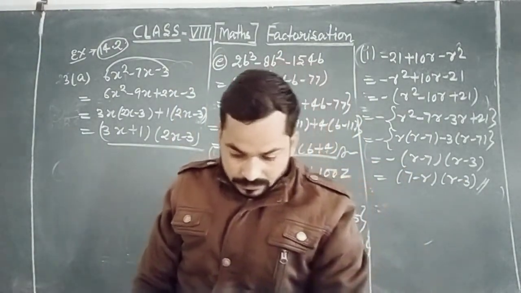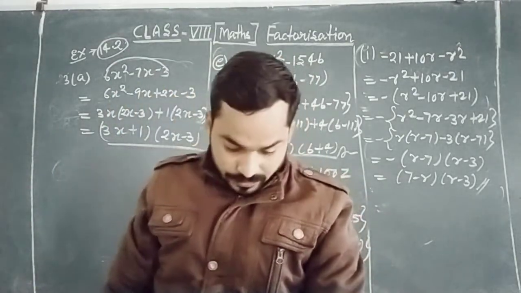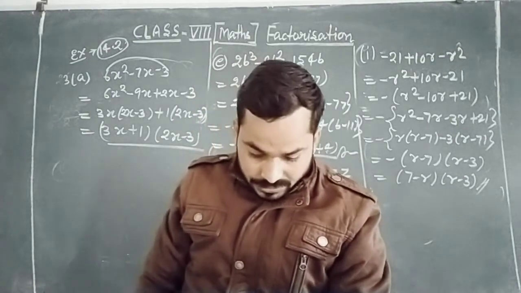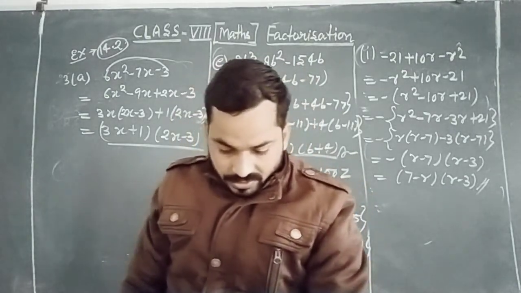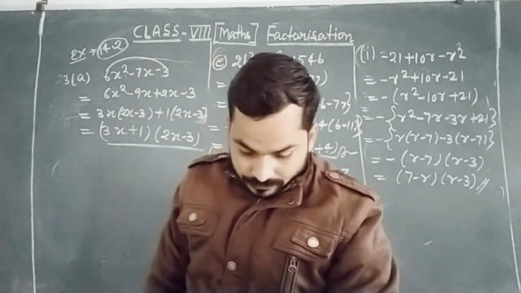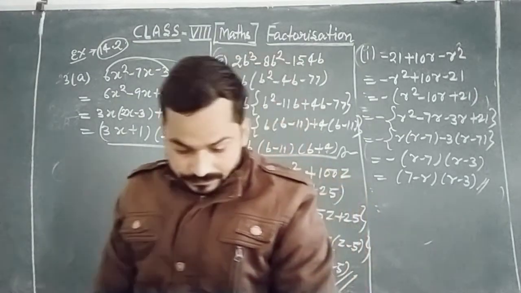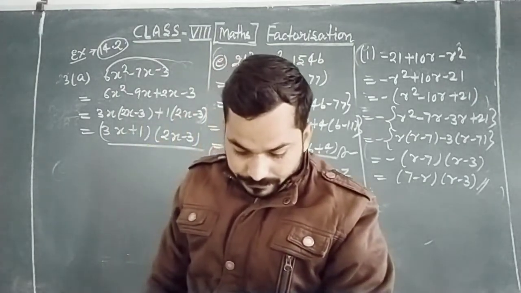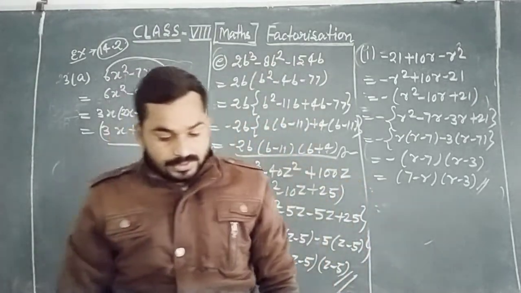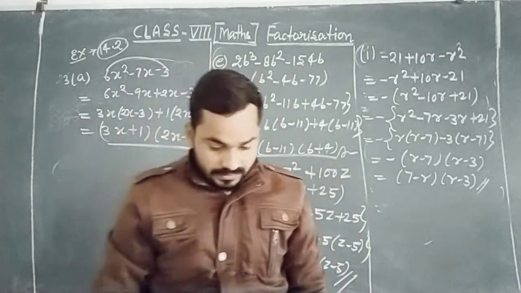Now the B part: 4 4s are 16, 16 minus 1, 15. And the C part: 9y square plus 18y plus 8. 9 times 8 is 72. Then factors of 72: 12 and 6, 12 times 6 is 72, 12 plus 6 is 18. Then factorize.